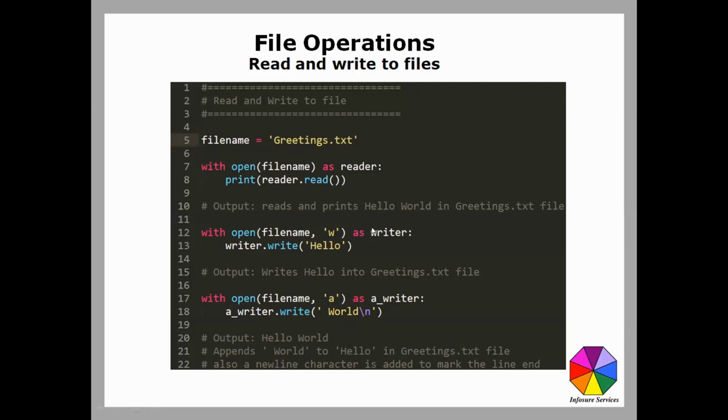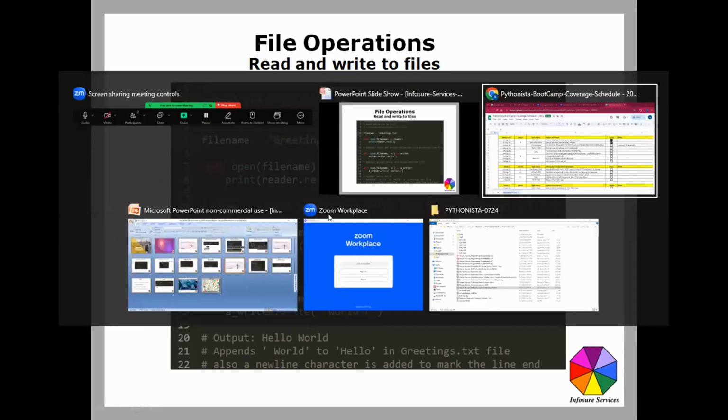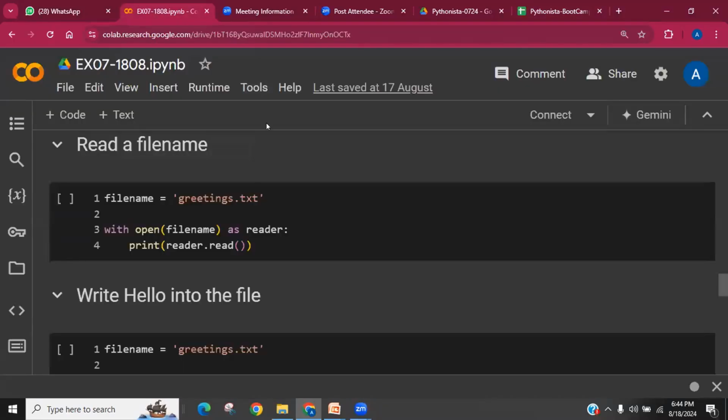Okay, so let's go to Colab. Out here, read a file name, read a file literally. So file name is equal to greetings.txt. Now I said this whole file operation is happening in a folder. The folder is in a remote machine.